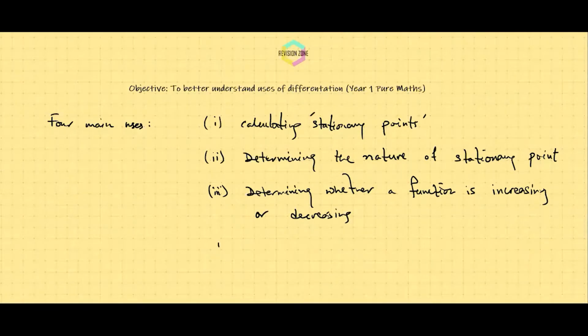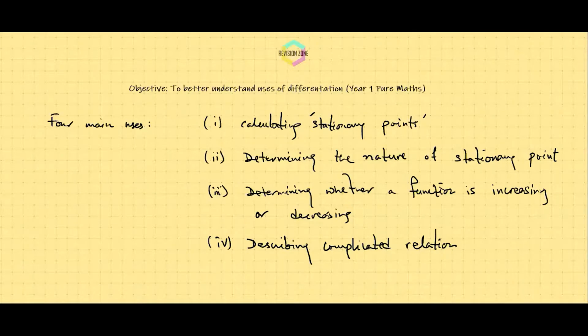And lastly, four would be describing complicated relationships which are not going to be possible with equations that don't have derivatives in. So for now, what we're going to try and do is go through each one of these points and get a better understanding of what we mean by them exactly, and how to work with them on the A-level syllabus. What is a stationary point?